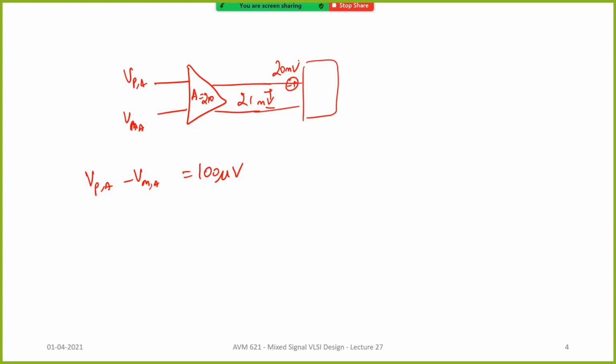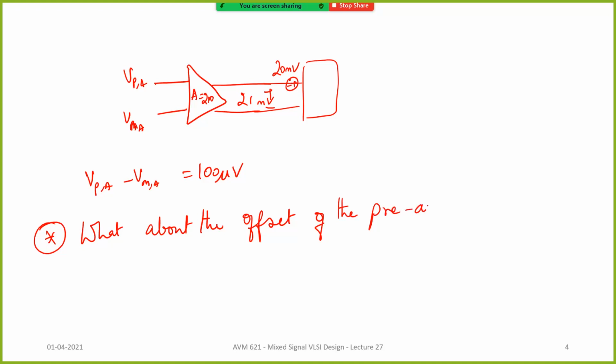The next question can be, what about the offset of the preamplifier? The preamplifier is also made of transistors, and it also will have mismatch within its transistors. Obviously, there will be a differential pair. Now, all we have done is shifted the problem from one circuit to the next circuit. How to take care of this problem? This is where offset cancellation, the solution, is basically called auto zeroing or offset cancellation.